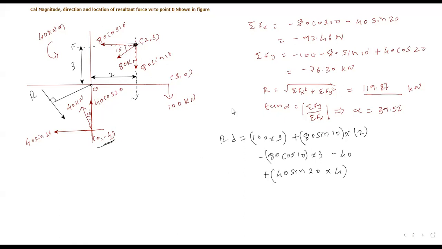Okay. So let me calculate each and every step. R into D is equal to 500. Please give me value of the first one, 80 sin 10 into 2. Give me the answer, to avoid the mistake. 80 sin 10 into 2. What will be the answer? Tell me.